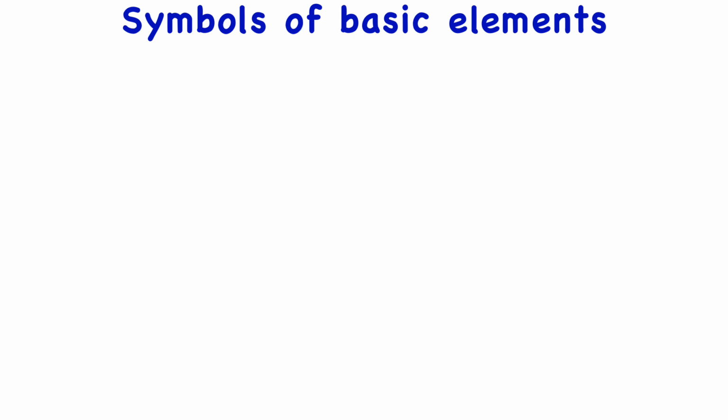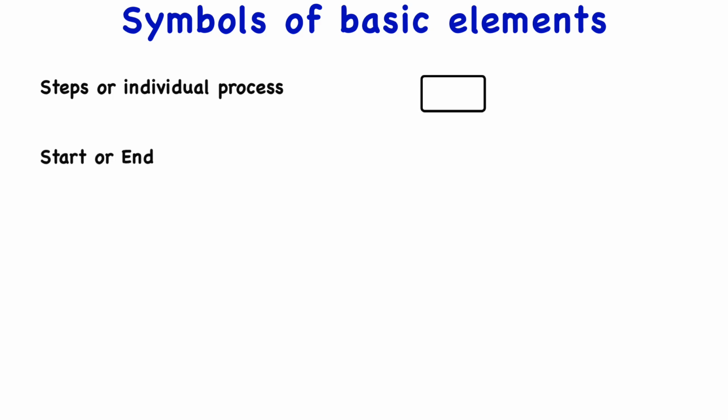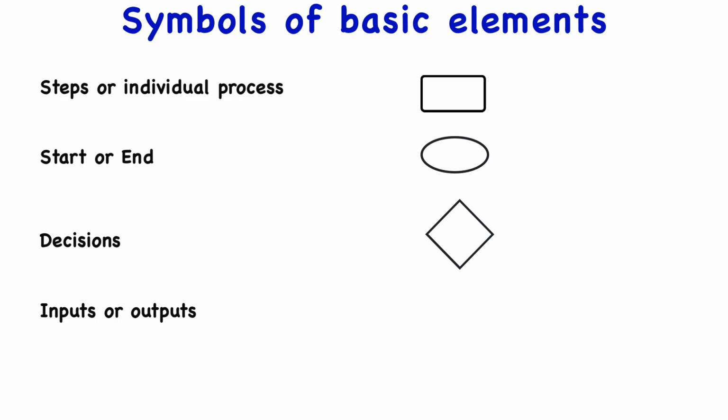Let's see what the symbols of basic elements to create a flowchart are. We already talked about how flowcharts have steps or individual processes. Those steps are represented by a rectangle. A flowchart must have a beginning and an end. They are represented by an oval. If there are decisions in the process, they are represented by a diamond. Inputs and outputs of each process can be represented by a parallelogram, or they can be listed next to the process rectangles. And how do we connect them? We can use arrow connectors defining the direction of the process.